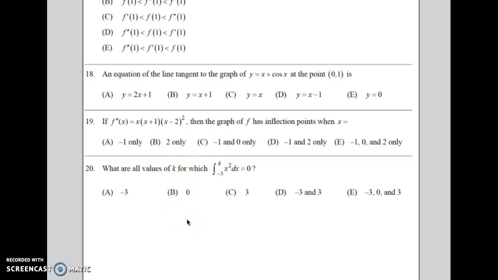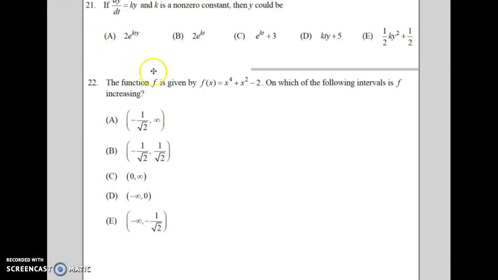What are all the values of k? Again, you just take the integral of k squared, x squared, which is x cubed over 3. You're going to plug in k, and then you'll plug in -3 and subtract. Again, I would look at the work at the beginning of the video for a little bit more detail. Okay, so it's only answer choice A.